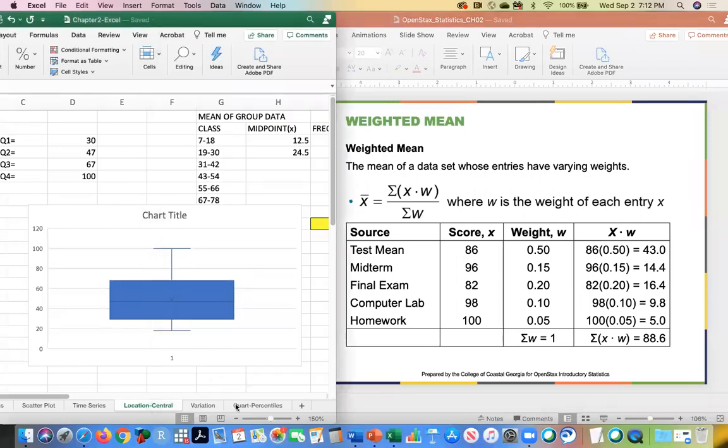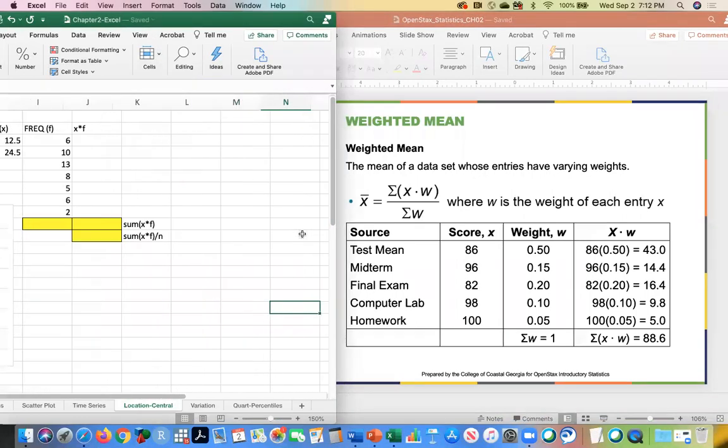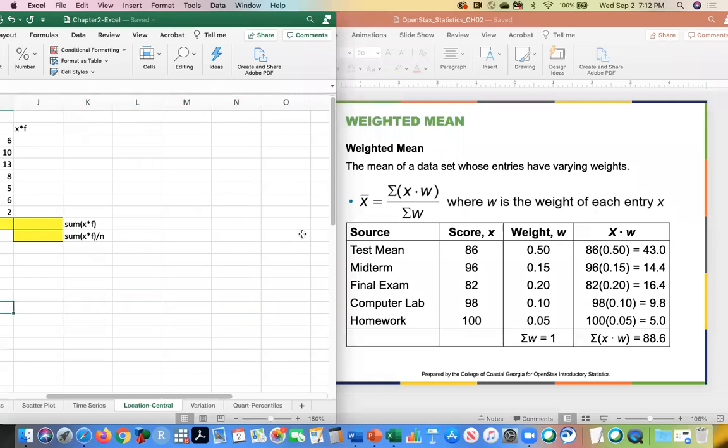So I am going to type here. This is the score. This is going to be the weight. This is going to be the multiplication of X times W, right? So that's what we are doing here. This is the test mean. This is the midterm. This is going to be the final exam. This is going to be the computer lab. And that's going to be the homework, right?